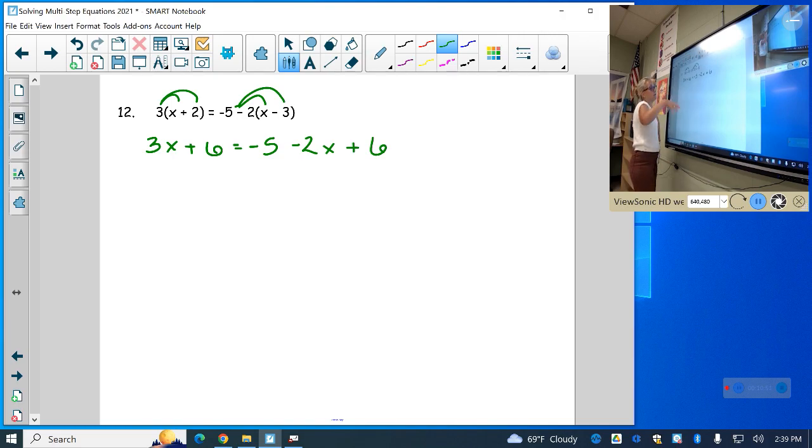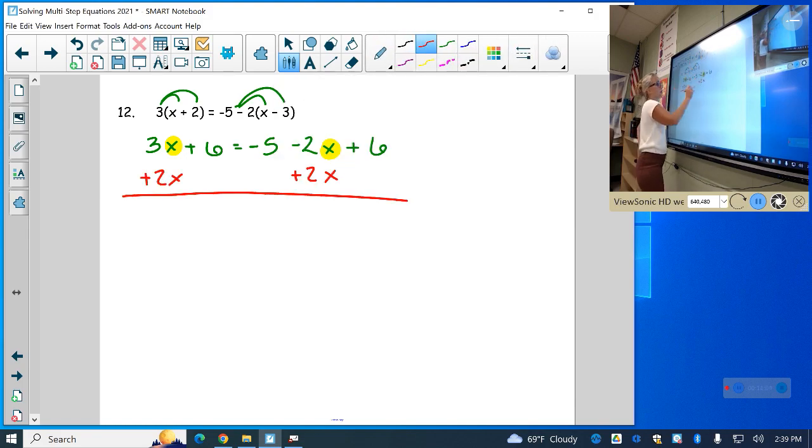All right, so I'm going to get my variables on the same side. Since I like to keep positive variables, I'm going to go ahead and take the negative 2x to the other side. So I'm going to add 2x to both sides so that I have one variable on one side or the other. It doesn't matter which side. 3x's plus 2x's is 5x's. And this is going to cancel.